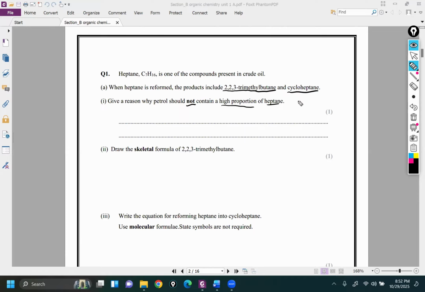Heptane is a long chain hydrocarbon. There are 7 carbon in the chain. So any fuel or any petrol which has a large number of straight chain alkanes will not be a good quality fuel. So when there is a high proportion of heptane in the petrol, it will not burn efficiently. So you can say the petrol does not burn efficiently.